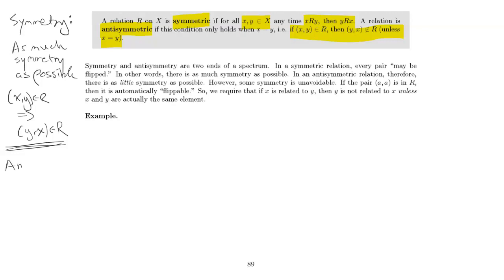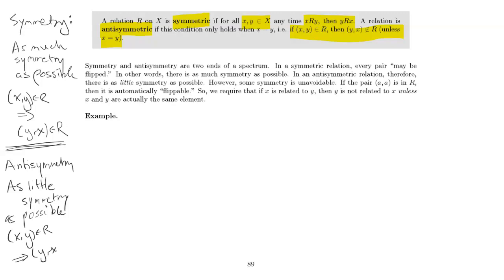On the other hand, antisymmetry means I have as little lowercase s symmetry as possible. I would like to be able to say that if x and y are related, then that means that y and x are not related. But think about it. If I have a diagonal pair, in other words, a pair AA in my relation, there's nothing I can do about that. If this is my pair xy, then it is also my pair yx, if x and y are both equal to A. So anytime I have a pair like that where the two entries of the pair are the same, I'm going to be able to quote-unquote flip that pair. So antisymmetry basically says that whenever the two elements in the pair are distinct, its inverse pair is not going to be present in the relation.